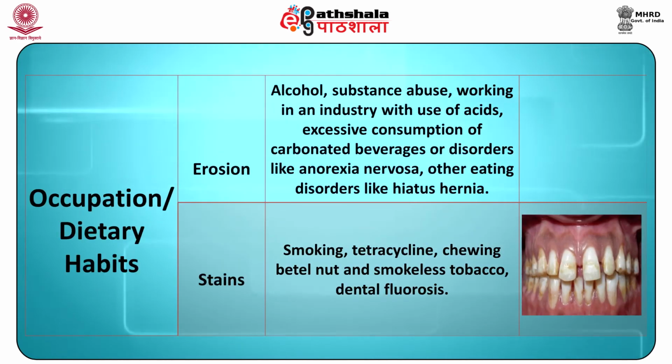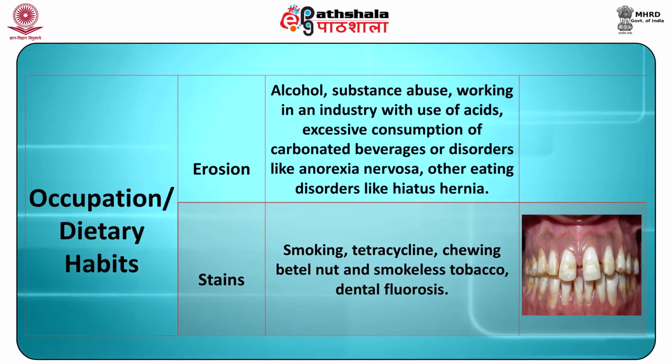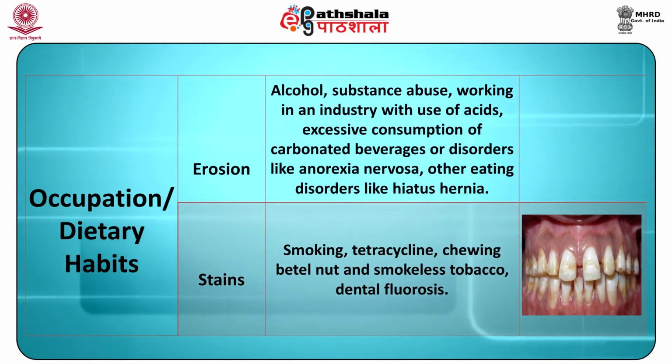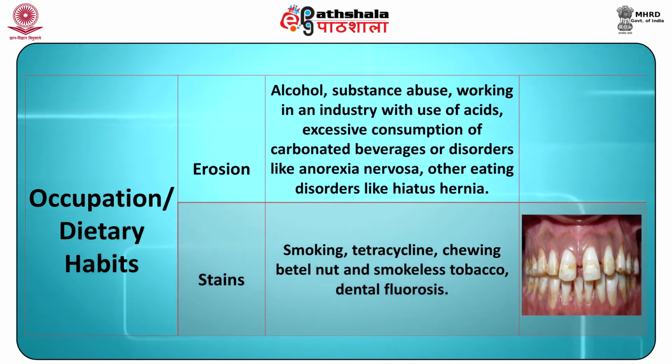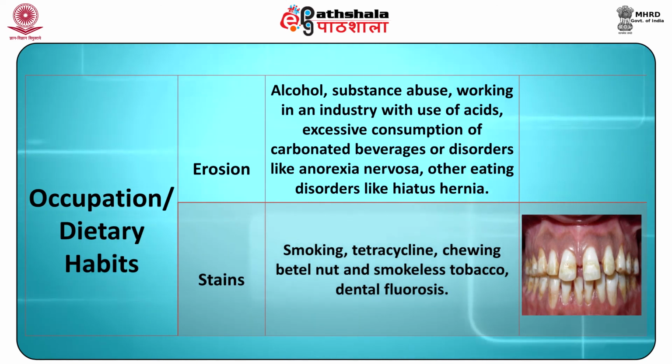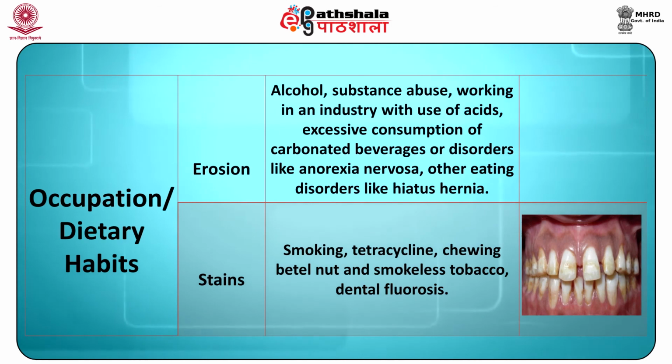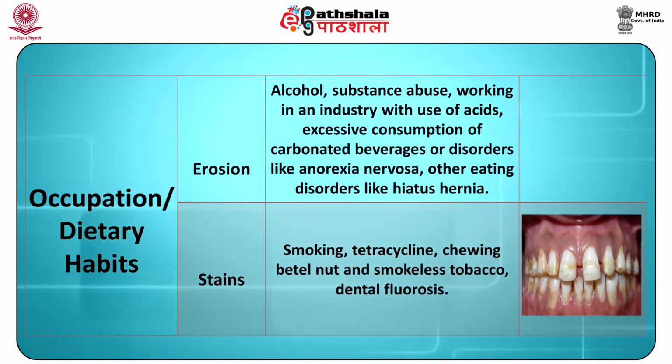Then various types of occupation or dietary habits can be known by examining erosions, stains or unusual wearing patterns. Erosions: alcohol, substance abuse, working in an industry with the use of acids, excessive consumption of carbonated beverages, or disorders like anorexia nervosa and other eating disorders like hiatus hernia, cause erosion of teeth. Stains: smoking, tetracycline, chewing betel nut and smokeless tobacco, dental fluorosis.